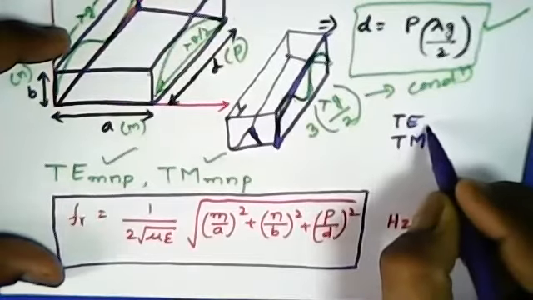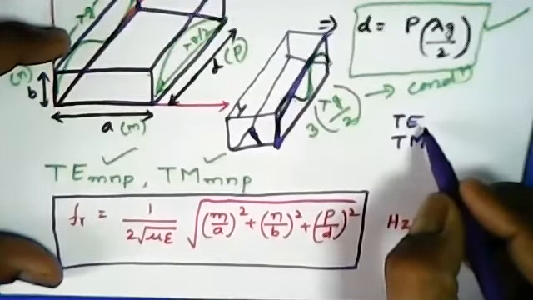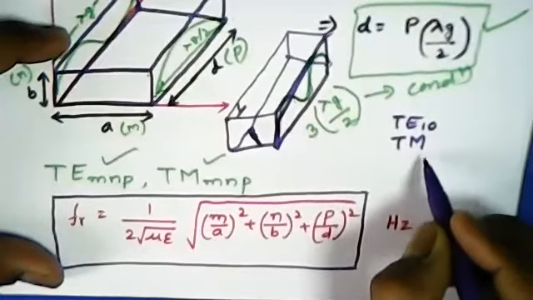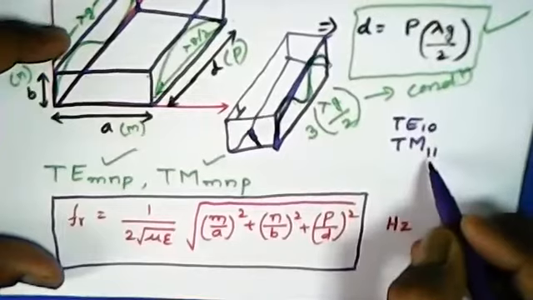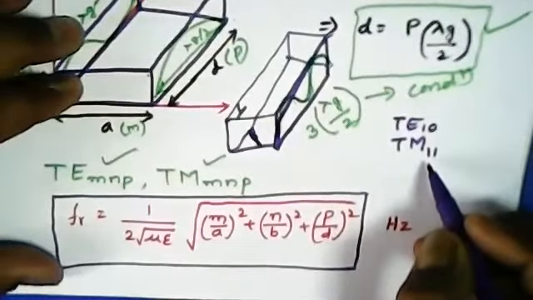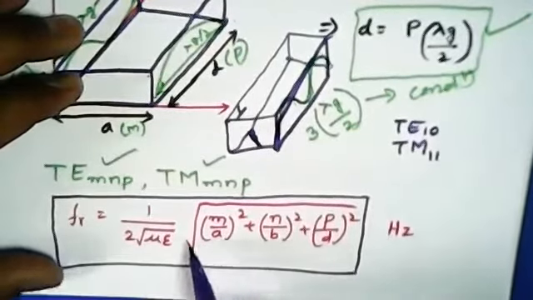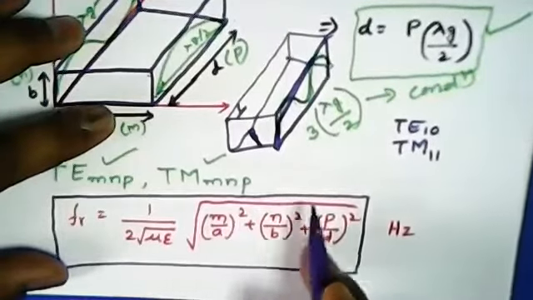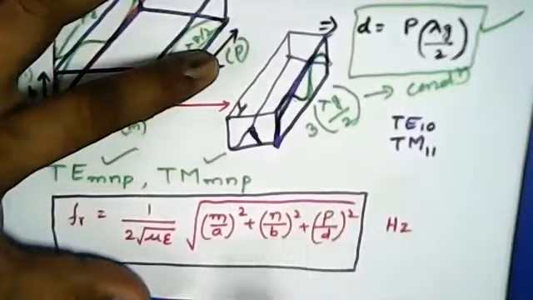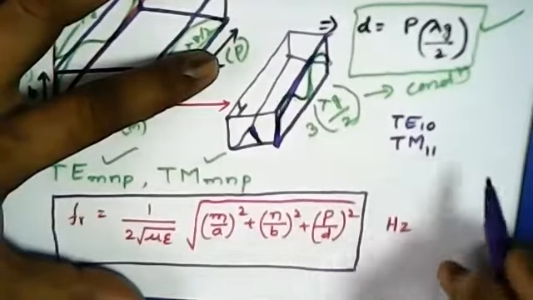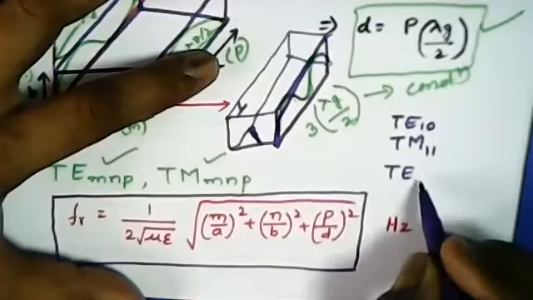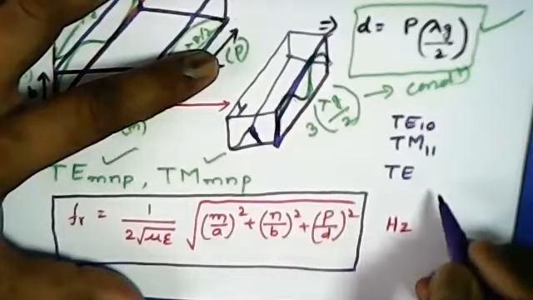So we have seen in case of TE, TE10 is the dominant mode. In case of TM, TM11 is the dominant mode. And now here we have 3 parameters here, TEMNP and TMMNP. So I'm first discussing the TE case. So TE, here the dominant mode depends upon the dimensions.